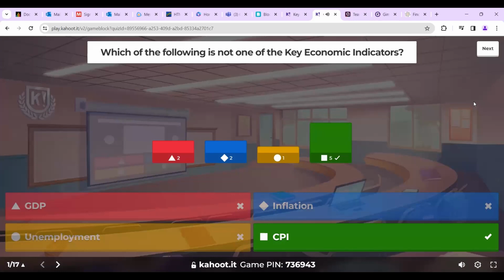So it'd be CPI, because CPI is used to calculate inflation. We don't really look at CPI as an economic indicator. We just use it to calculate inflation. So it's mostly just for calculation.